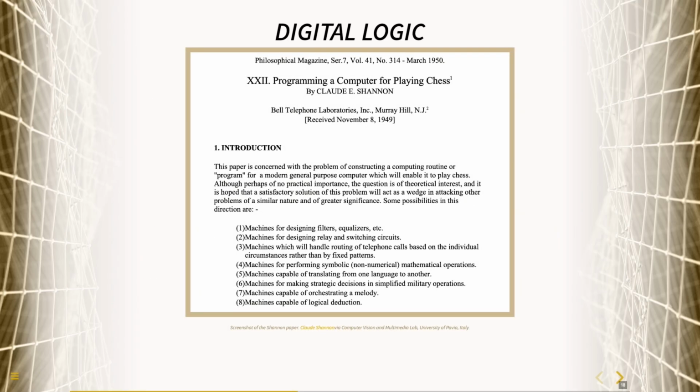In his 1950 paper, he described all sorts of logical constructs that he hypothesized were now possible. I find it funny that he sort of talks about these as perhaps of no practical importance, which, if you look at the list that he has here, which are things like machines for designing filters and equalizers, machines for making strategic decisions, machines capable of orchestrating a melody, these are things that we are actually using machines for, right? This is literally a roadmap for design for the things that we did with machine intelligence in the years to follow.